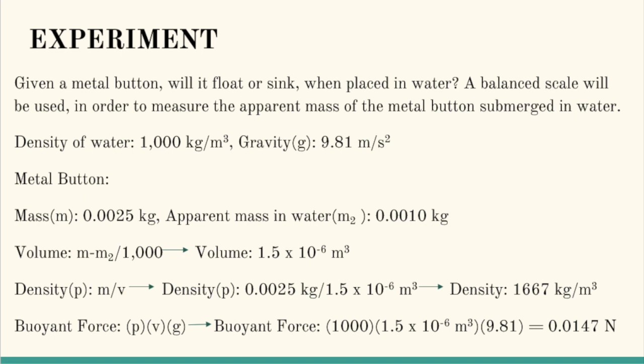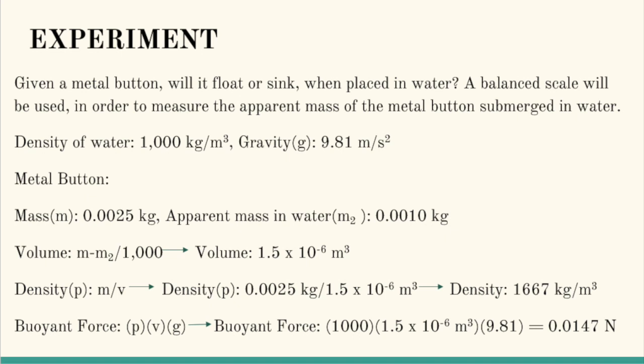And the density of the metal button using the volume and the mass in air is the mass in air divided by the volume. And the density turns out to be 1,667 kilograms per meters cubed. Now the density is higher or greater than the density of water, so the metal button will most likely sink.